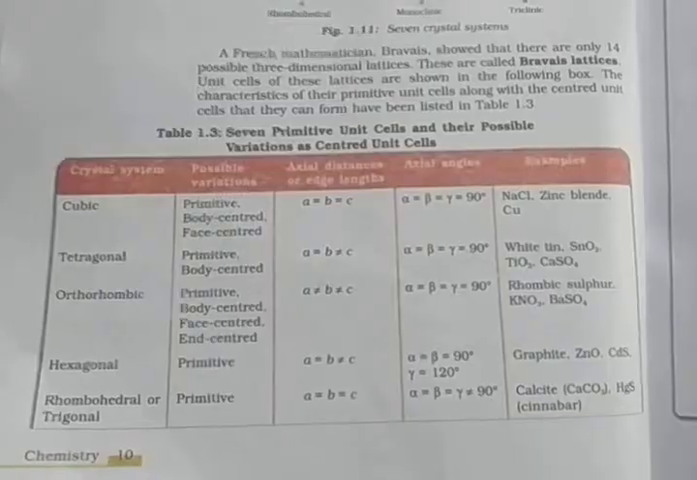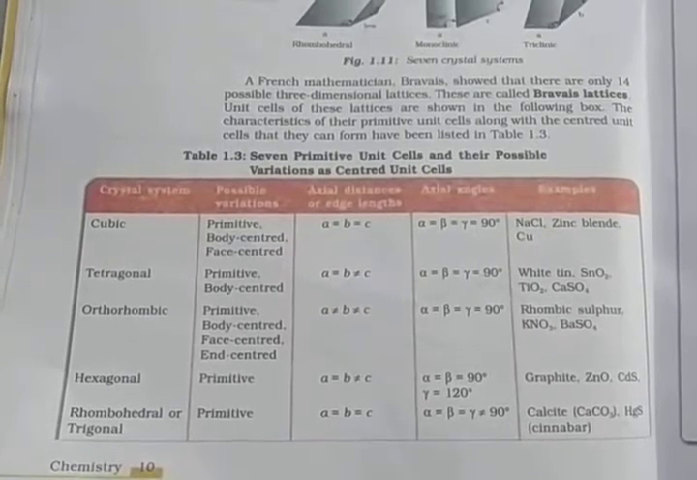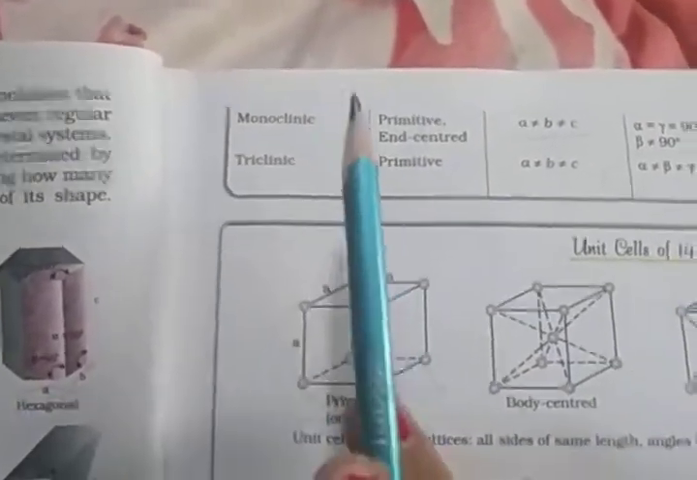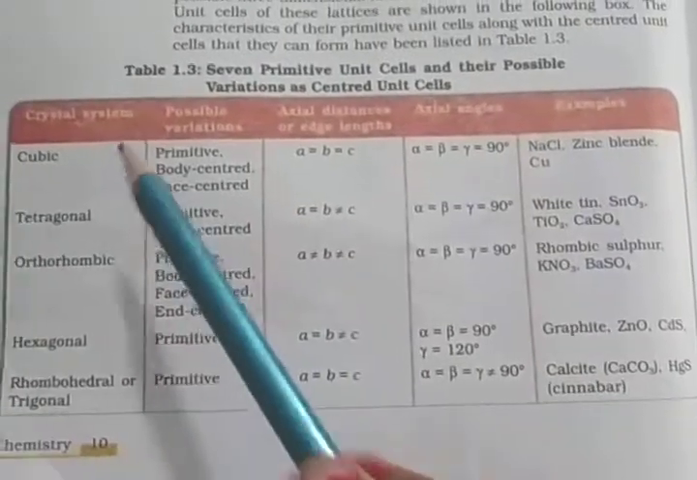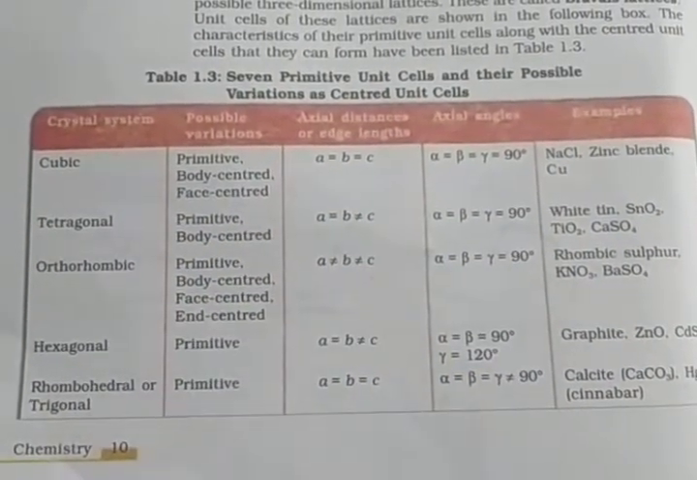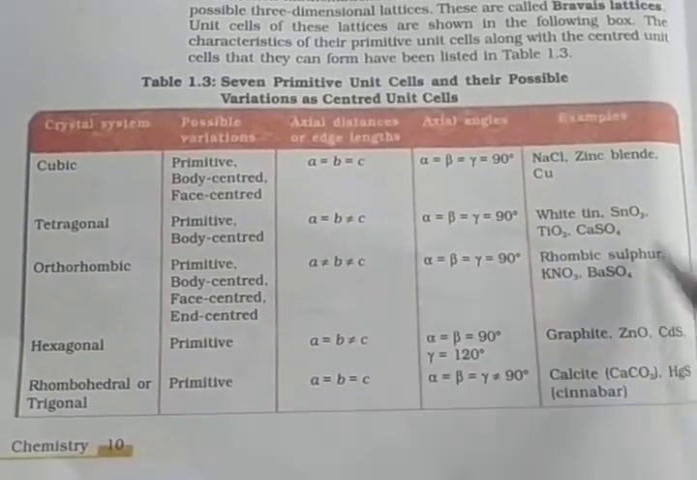So there are a total of 7 types of crystal lattice: cubic, tetragonal, orthorhombic, hexagonal, rhombohedral, monoclinic and triclinic. See, this is the difference. You only have to learn the 7 types of crystal system, their possible variations, axial distances, axial angles and examples.